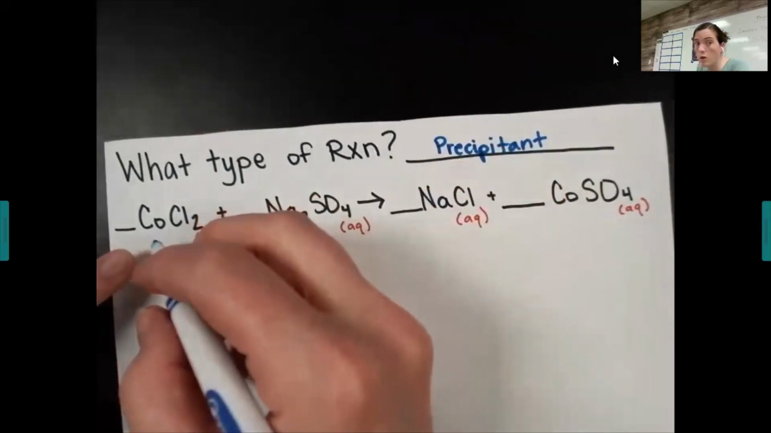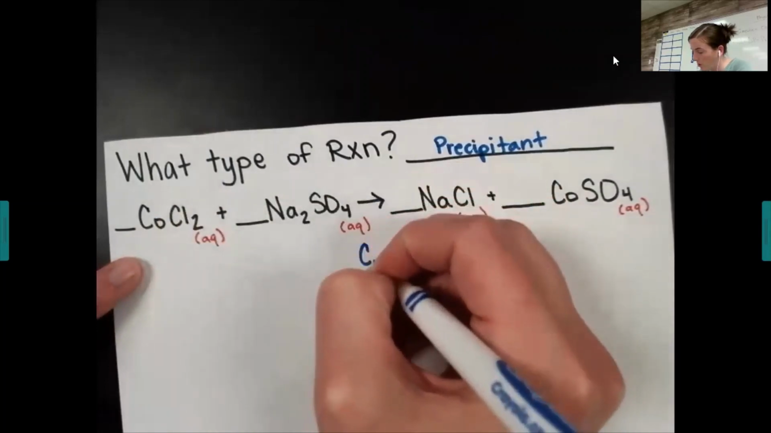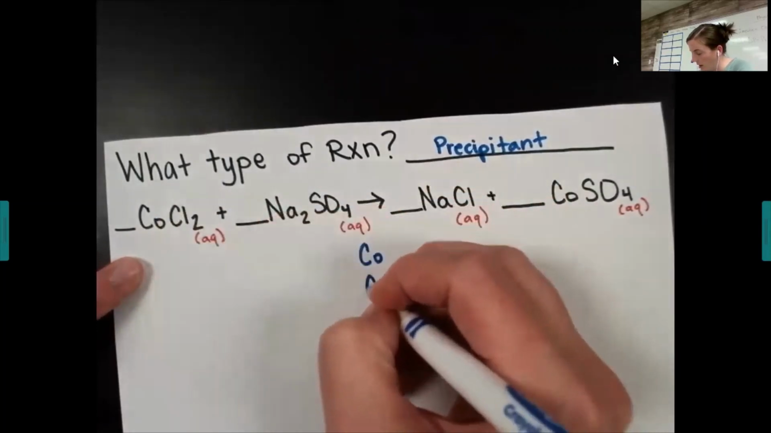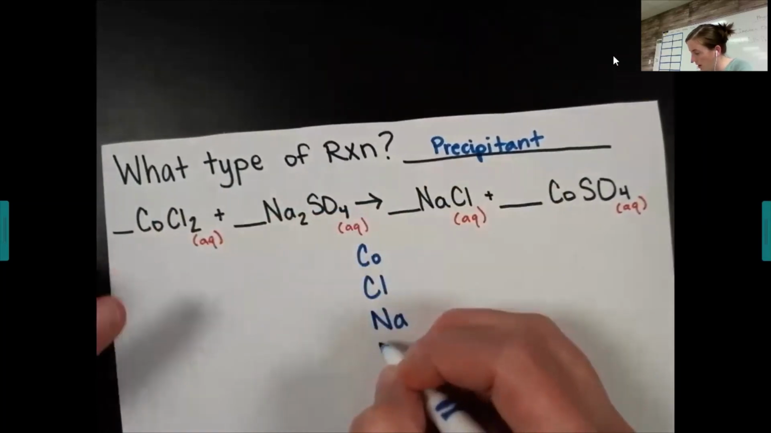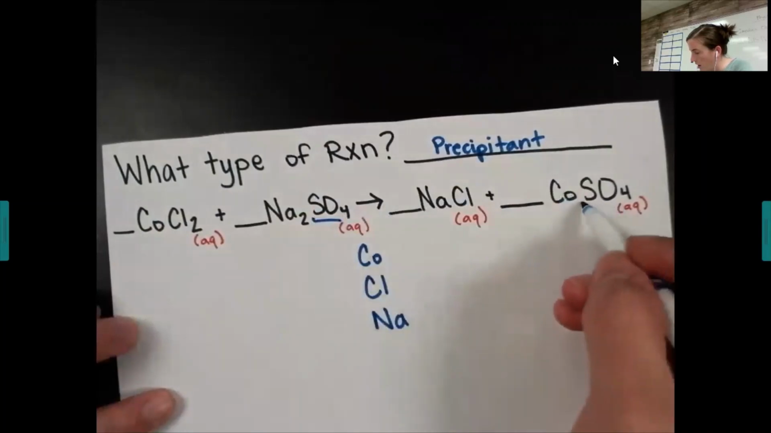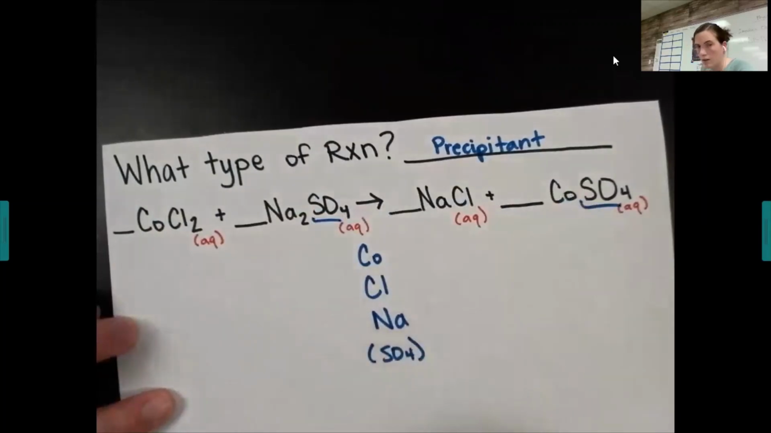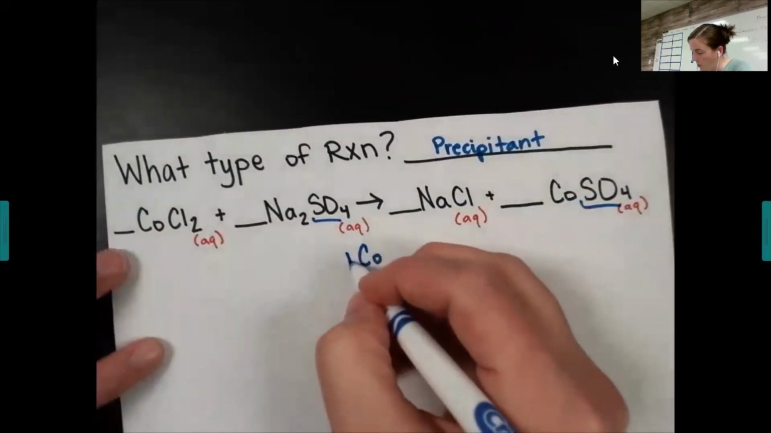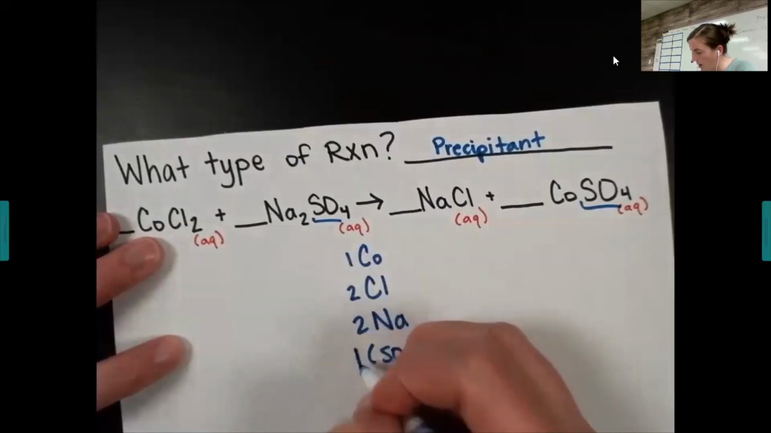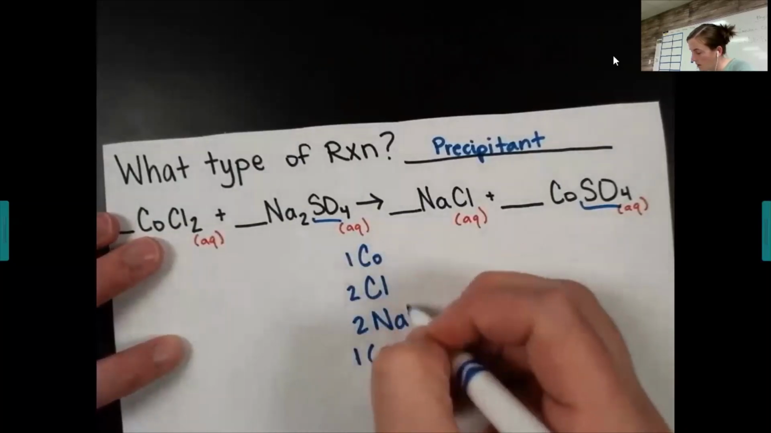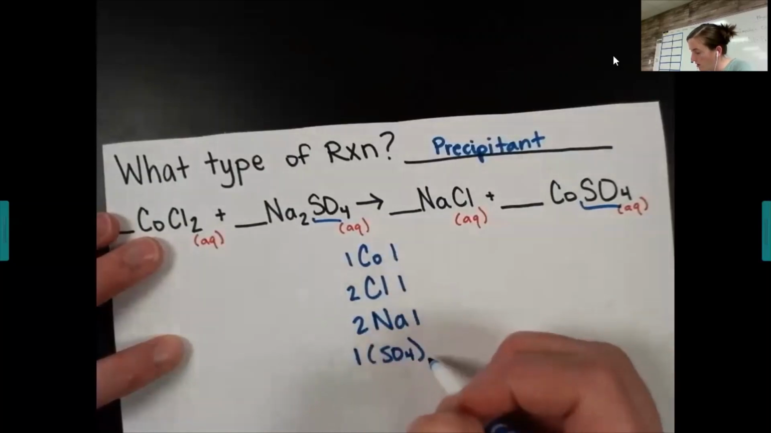Okay, so Co is cobalt. If you have a little o like this, and it's talking about the element cobalt, and then Cl is chlorine, Na is sodium, and we have SO4 right here, and we have SO4 right here, so I can put SO4 down. All right, we have 1 cobalt, 2 chlorine, 2 sodium, and 1 sulfate, 1 sodium, 1 chlorine, 1 cobalt, 1 sulfate.